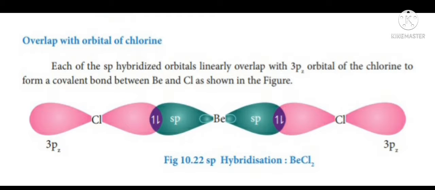It is shown here. On the left side, one of the sp hybridized orbitals of the beryllium atom overlaps with the 3pz orbital of a chlorine atom, forming one covalent bond. On the right side, one of the sp hybridized orbitals of the beryllium atom overlaps with the 3pz orbital of a chlorine atom, forming another covalent bond. Here, sharing of electrons takes place between the two sp hybridized orbitals of beryllium atom and the 3pz orbitals of two chlorine atoms. Hence, in beryllium chloride, there are two Be-Cl bonds.